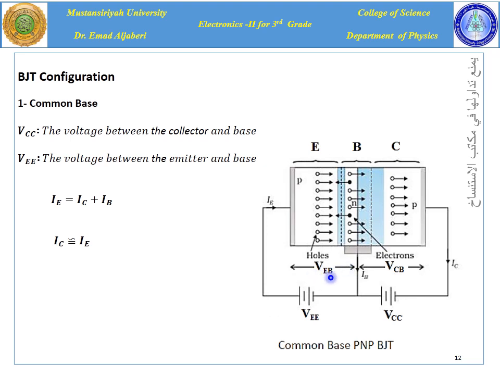The emitter current here is equal to the collector current plus the base current. Because the base current is so small, the collector current is approximately equal to the emitter current.